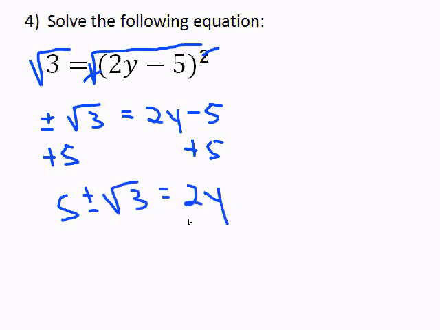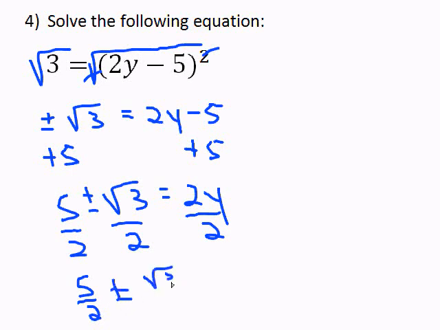To get y by itself in the end, we divide by 2, which means we need to divide both terms on the other side by 2. So we divide the 5 by 2 and the square root of 3 by 2, giving us our final answer, 5/2 plus or minus the square root of 3 over 2. It's a really ugly answer, but that is the solution.